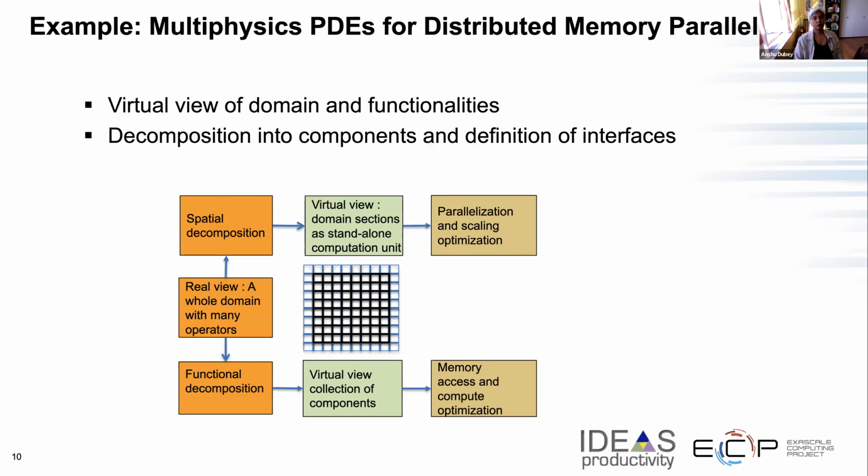So, an example from a domain that I'm very familiar with: multiphysics partial differential equations. This is still in the context of distributed memory parallelism only. So here we have a code, and we are looking at taking two different, distinct views of it. There is the spatial decomposition, which gives a virtual view as domain sections. This is the domain decomposition, where each section becomes a standalone computation unit. And this is especially true if you're working with, for example, explicit methods.